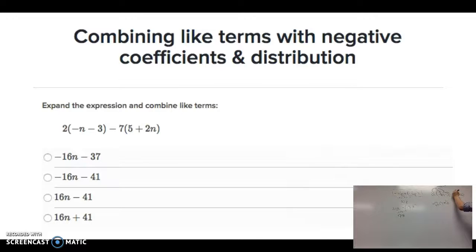Now, we're going to distribute this negative 7. I'm going to circle it to help me remember that negative, times 5 and times 2n. So negative 7 times 5 is 35. And then a negative times a positive is a negative. So I'm going to throw a minus sign there. Negative 7 times 2n, negative 14n. Because 7 times 2 is 14. Negative times a positive is a negative.